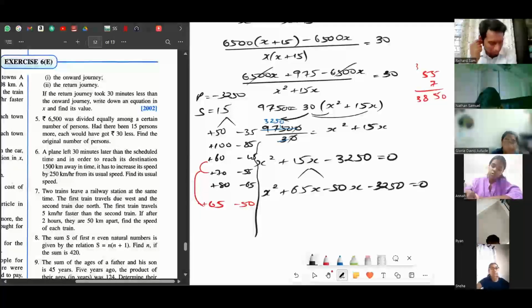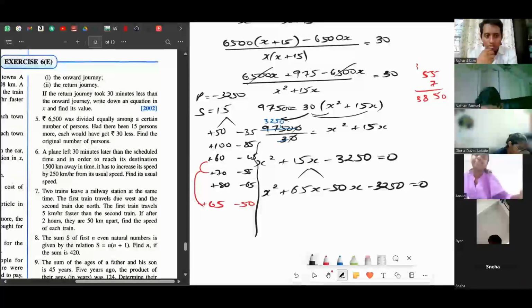Sir, x is equal to 50 or x is equal to minus 65. Okay, so this is the number of people, so it has to be positive. So the answer is 50.